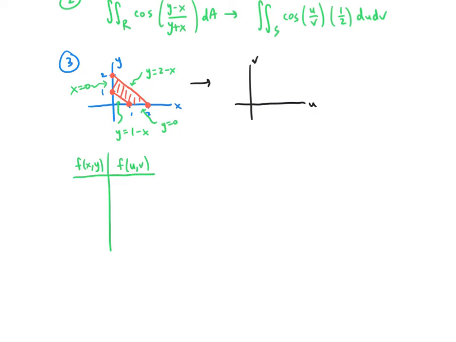So we have our original. Let's start with x equals 0. If x is equal to 0, x is the same thing as 1/2 v minus 1/2 u, and that is equal to 0, which would imply that v is equal to u. So we have v equals u, which is the transformation of x equals 0. And then if we just go in order here, we have y equals 2 minus x, and we can substitute in y, which is 1/2 v plus 1/2 u equals 2 minus the quantity 1/2 v minus 1/2 u. Let's see if we just rearrange this a little bit.